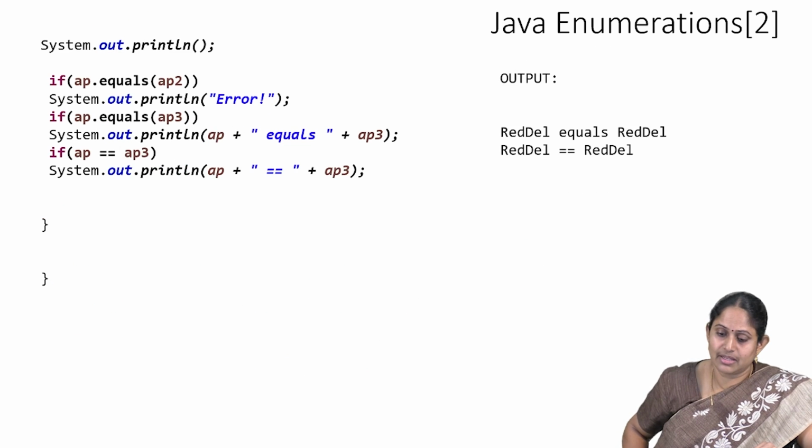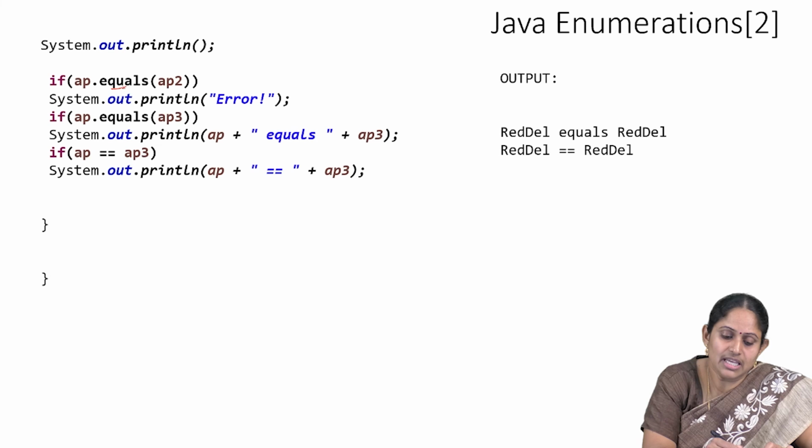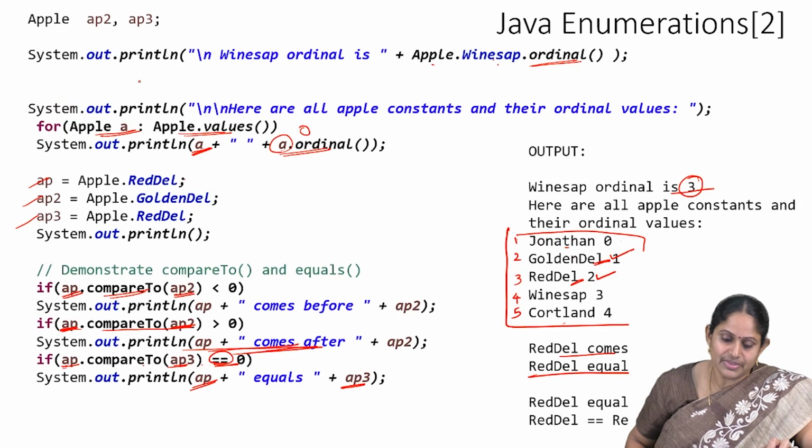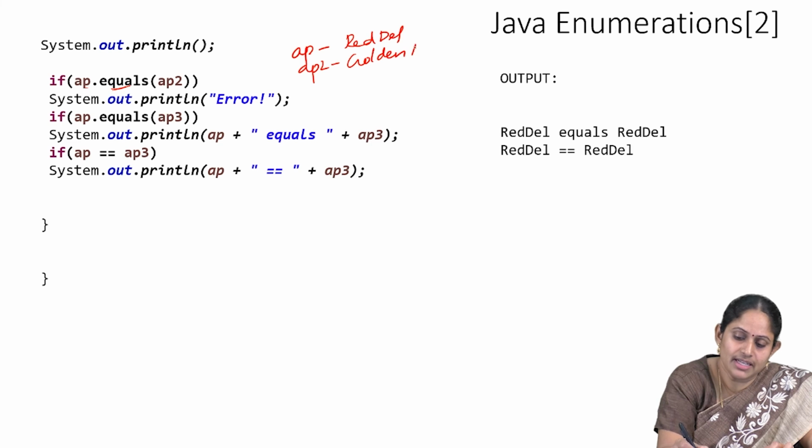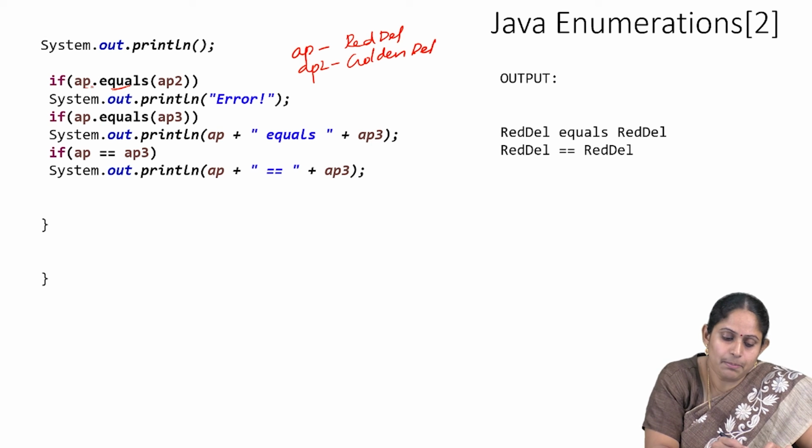Okay. Next, we are using the equals method. It will check the equality of both. AP was Red Del and AP2 was Golden Del. So AP equals AP2 means they are not equal. So the statement won't be printed.